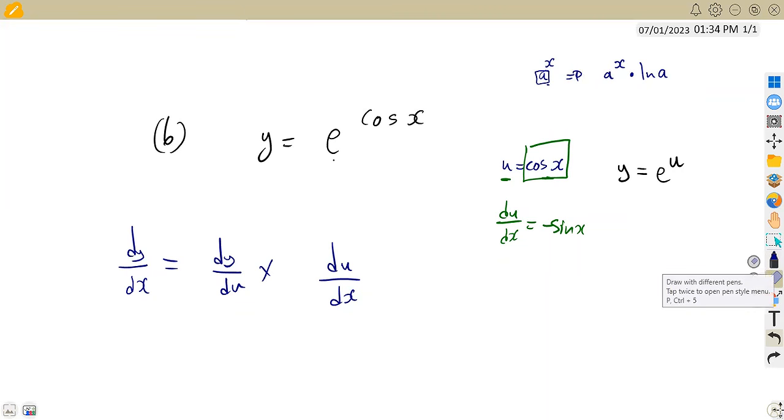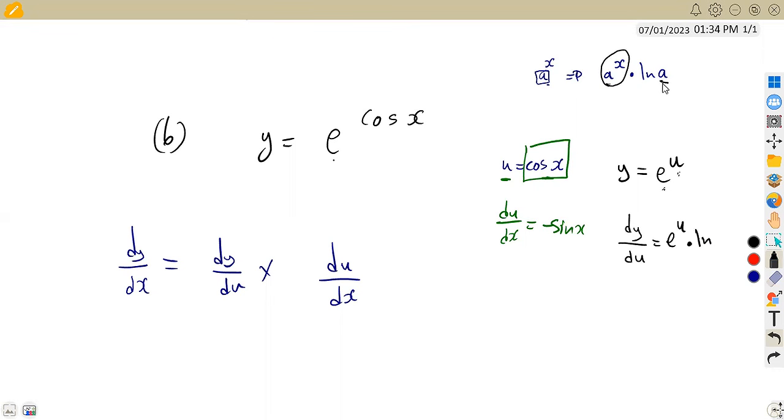As you can see, that means the derivative of y with respect to u is going to be this part to the exponent of, which is e to the exponent of u. So that's e to the exponent of u times the ln of a, which is the ln of the base. Our base is e in this case, and ln of e is 1. So meaning to say we are going to just remain with e to the exponent of u. So dy du is just going to remain as e to the exponent of u in this case.